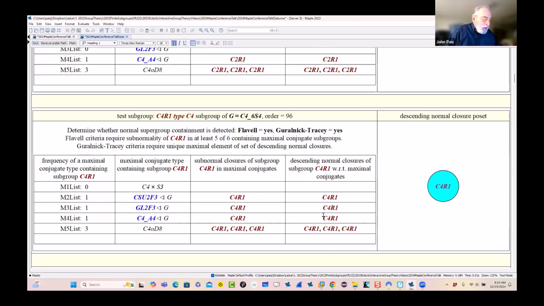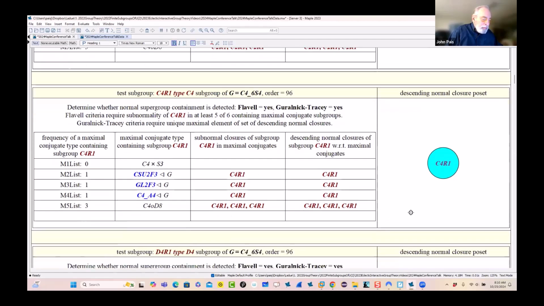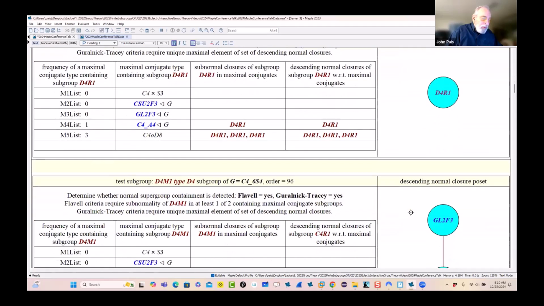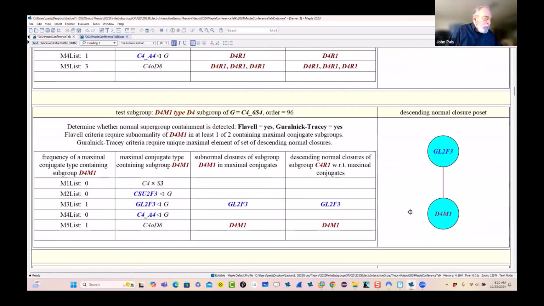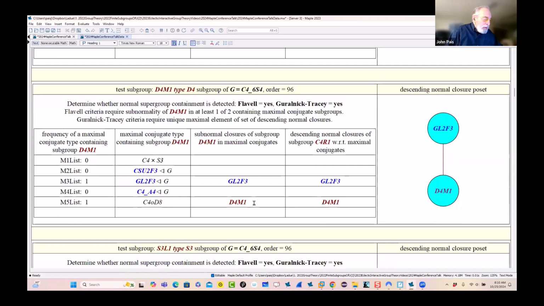So not terribly interesting. But there's another example with a different kind of setup. You have lots of groups here. They're all equal to your test subgroup. And then another one. So here we have something different for this test subgroup. We have effectively, D4M1 is subnormal in this containing maximal subgroup, and also it's the descending normal closure. Similarly, GL2F3 is the subnormal closure of our test subgroup, and it's equal to the descending normal closure.